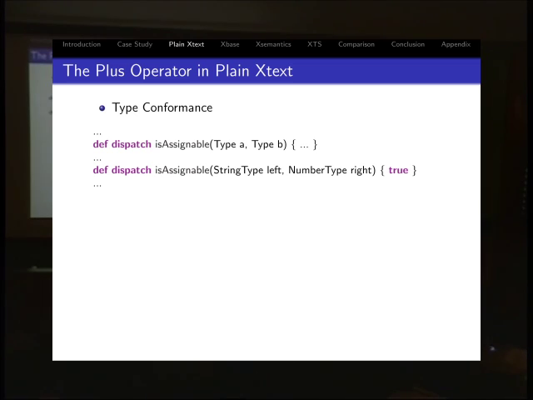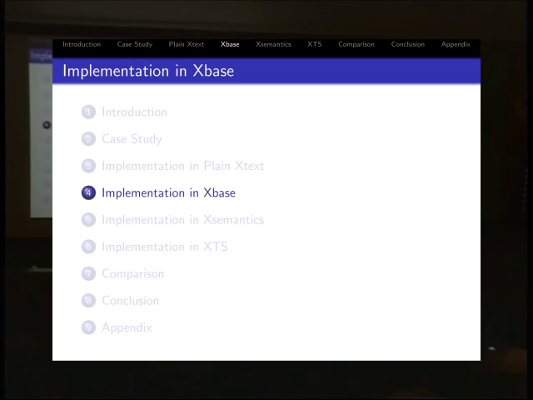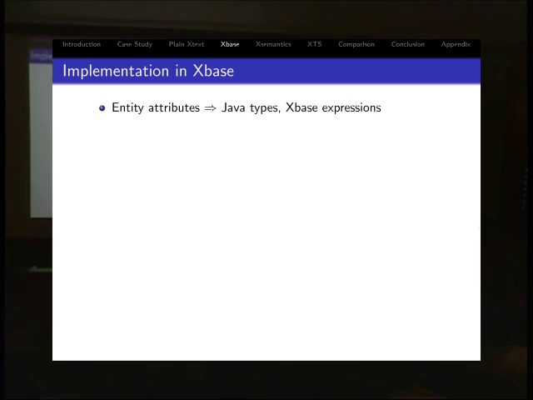Now, using Xbase is something special because Xbase reuses the Java type system. So, in Xbase, we slightly modify our grammar so that the entity attributes directly refer to Java types and the derive expressions directly refer to expressions of the Xbase library. And entities themselves and forms are converted into Java classes with the JVM model inferrer. I don't want to go into detail, I just want to show you the size of the implementation.